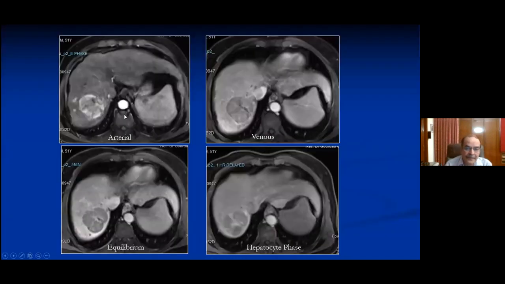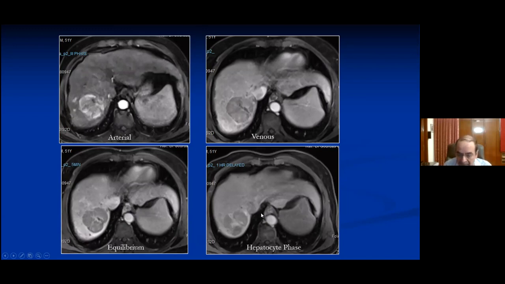Yet another example. The contrast kinetic phase is the most important phase, whether you're looking at CT or MR. That's the arterial phase. Notice this very heterogeneously, avidly enhancing lesion in the right lobe of the liver, background liver showing you changes of cirrhosis, nodular contour. This is the arterial phase. In the venous phase, the lesion shows washout. It has become less intense as compared to the background liver. In the equilibrium phase, you have the presence of a capsule in the periphery of the lesion.